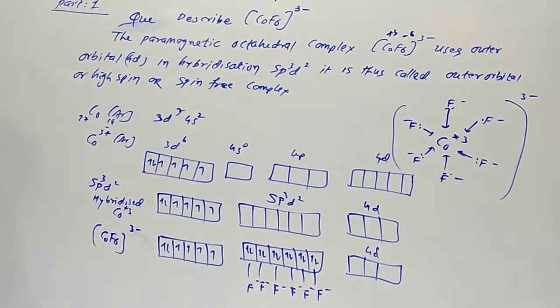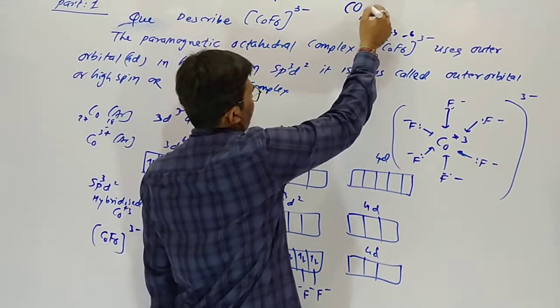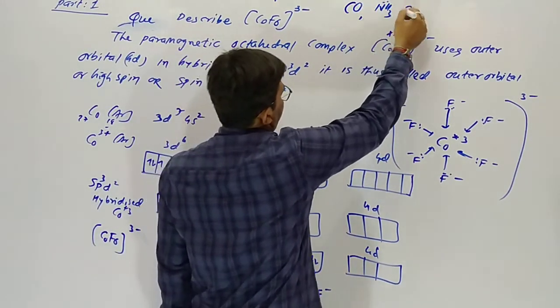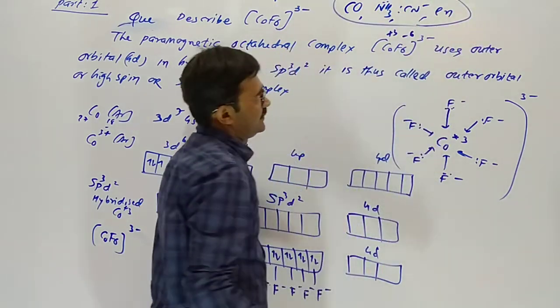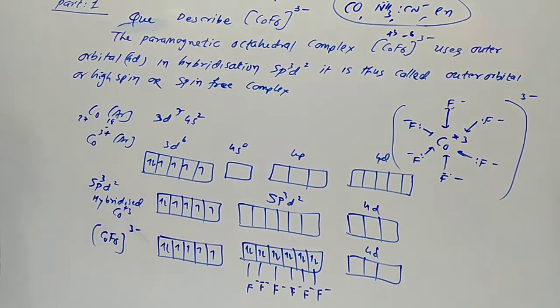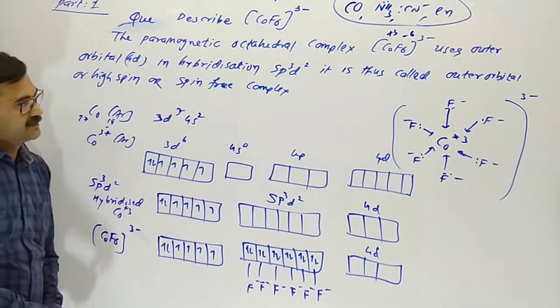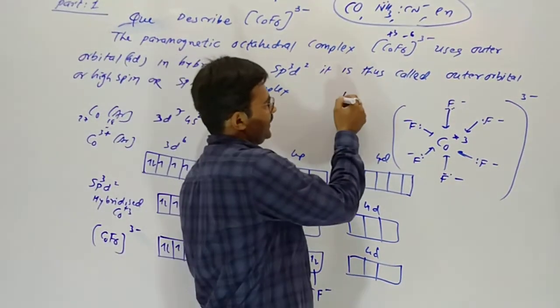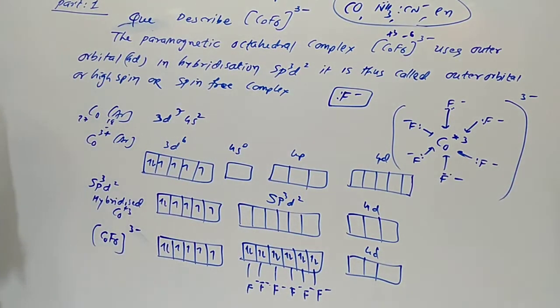It uses outer orbitals. In the last lecture we discussed that whenever carbonyl, amine, cyano or EN is present with the metal, it is capable of rearranging electrons. It can pair up the unpaired ones. But fluoride is a weak ligand, which is not capable of rearranging electrons.